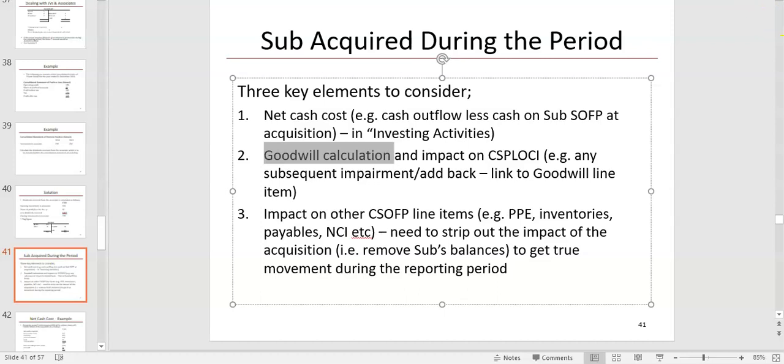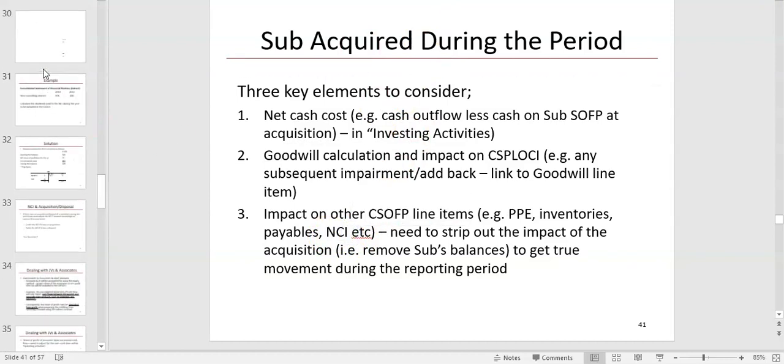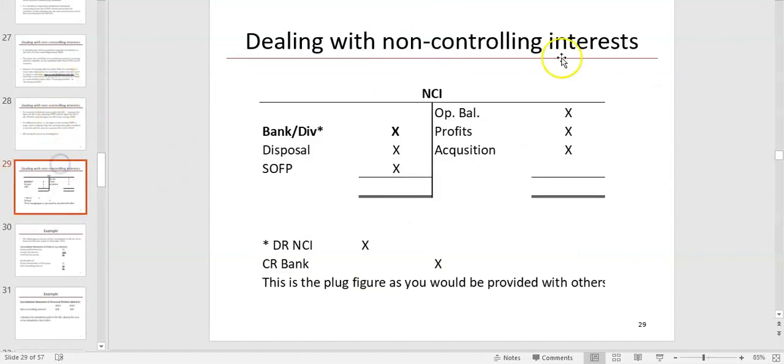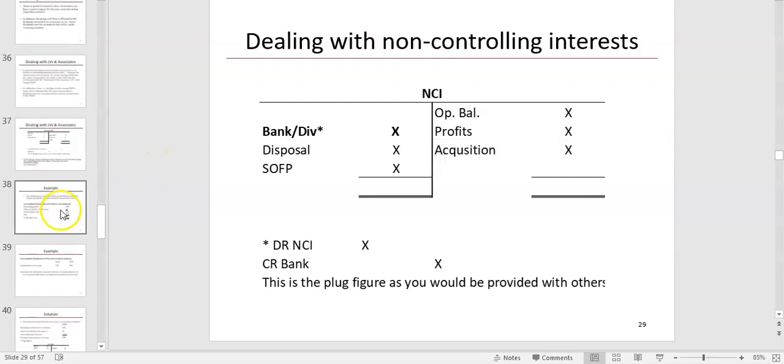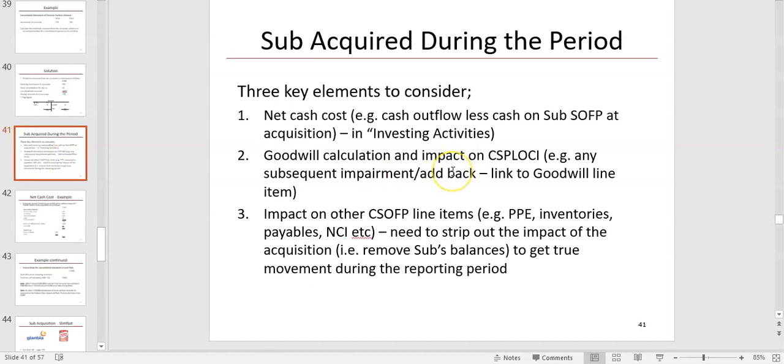And finally, the impact on all the other line items is a tricky one again. We've seen that already with the NCI. If you acquire a subsidiary during the year, that will help explain the movement in the NCI, because all else being equal, the NCI will be bigger because you acquired another sub. But that also stands for other items. For example, if you acquired a sub, some of that sub will have property, plant and equipment. That will explain the increase. If you took on trade receivables, inventory, all of those will explain the increase in every line item.